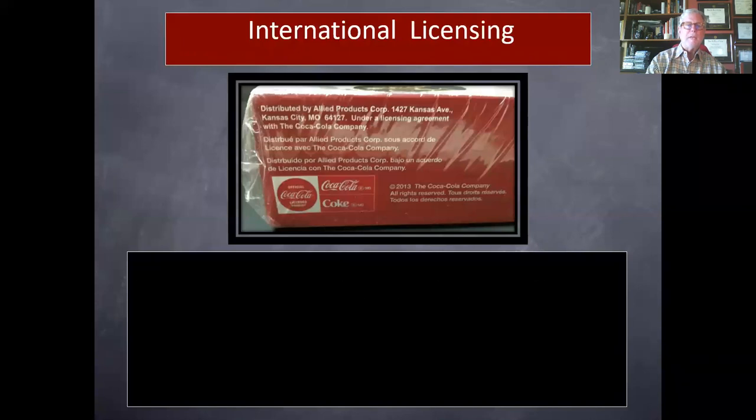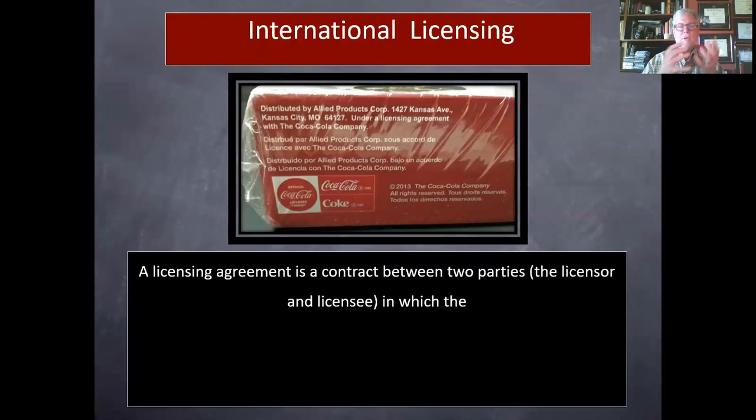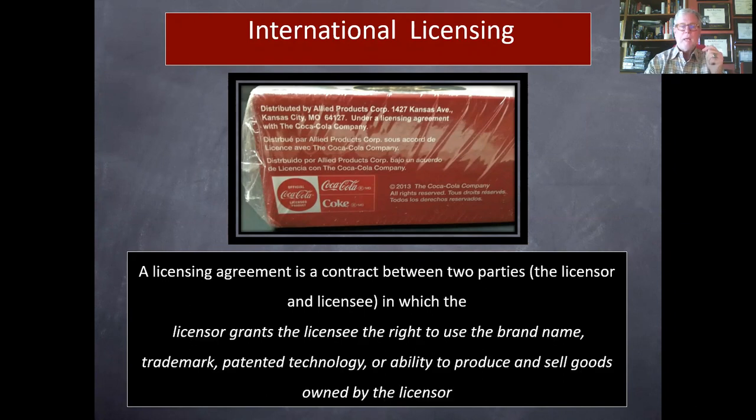All right, so let's go to international licensing. This is a licensing agreement that, in fact, is a contract between two parties, called the licensor and the licensee, in which the licensor grants the licensee, and you can get tripped up with those words, the right to use the brand name, trademark, patented technology, or even the ability to produce and sell goods owned by the licensor. So here you see a Coca-Cola truck where, again, Allied Products has been licensed by Coca-Cola as a distributor.